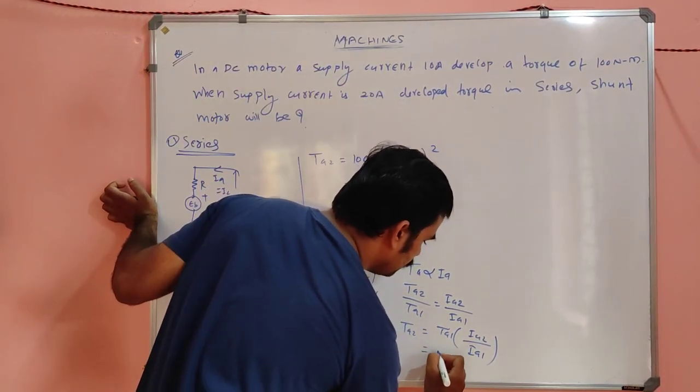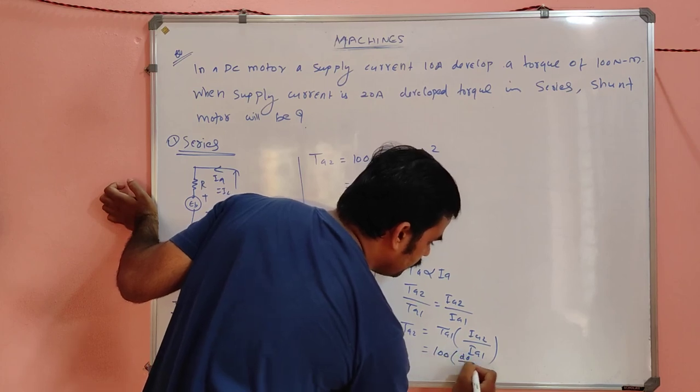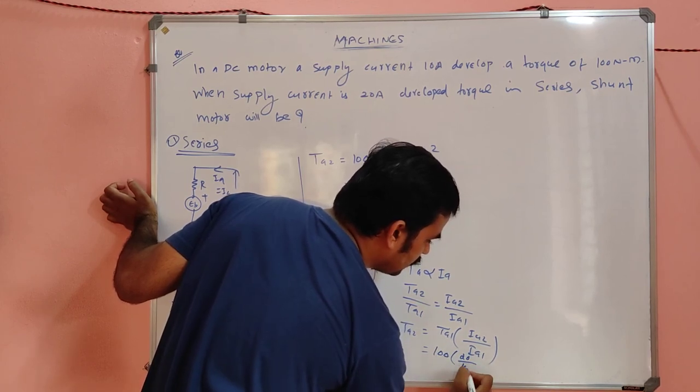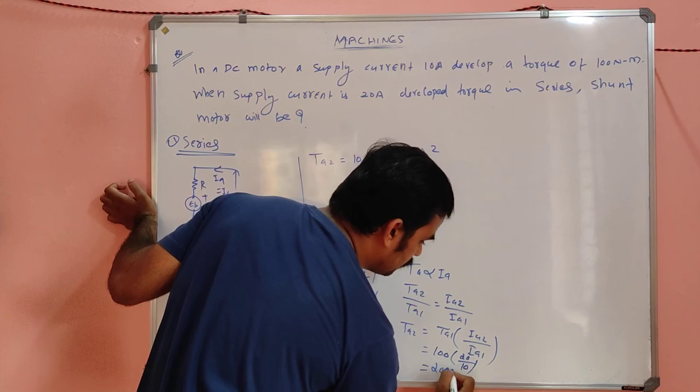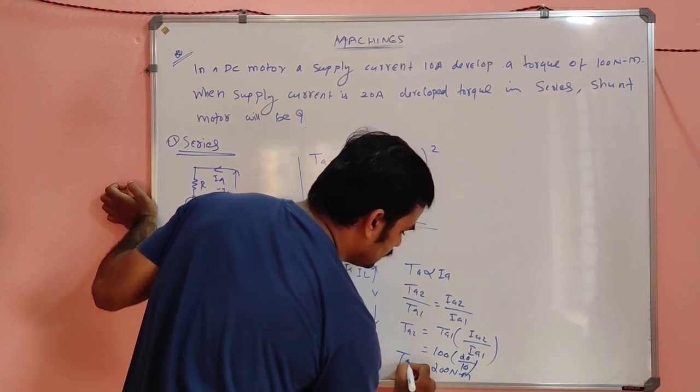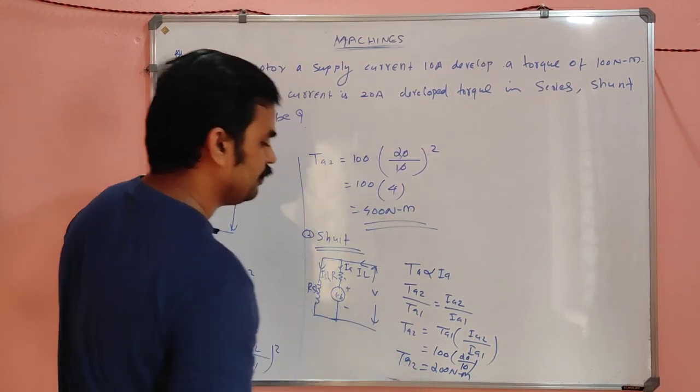So it will be equal to 100 into 20 by 10. So it is simply 200 Newton meter. That is the TA2.